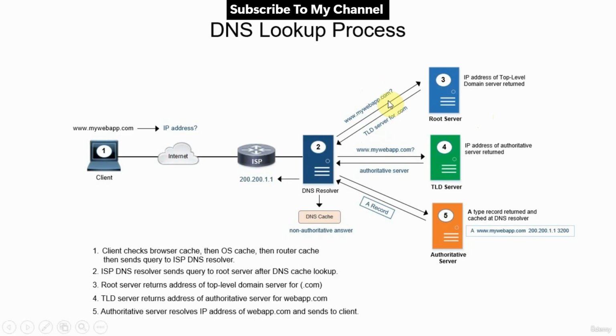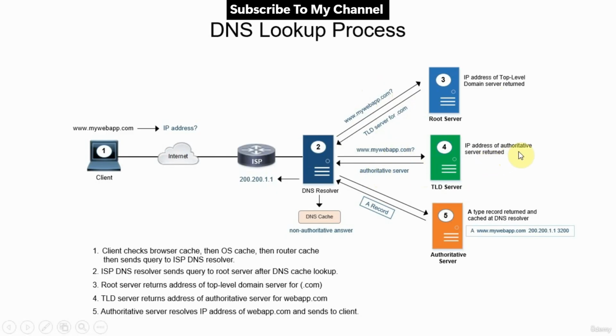So mywebapp.com arrives at the root server. It says, well, that's a .com. So for .com, you're going to need to send this to this TLD server. So the root server will send back the address of this TLD server. So there it goes, so it sends this off.